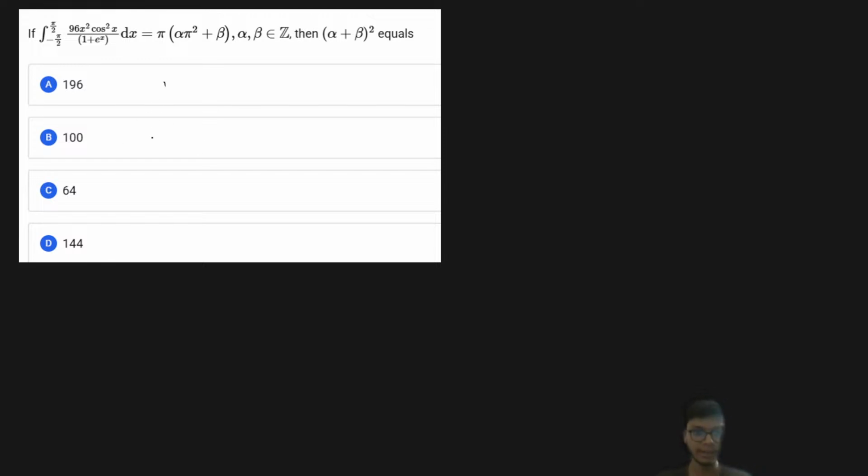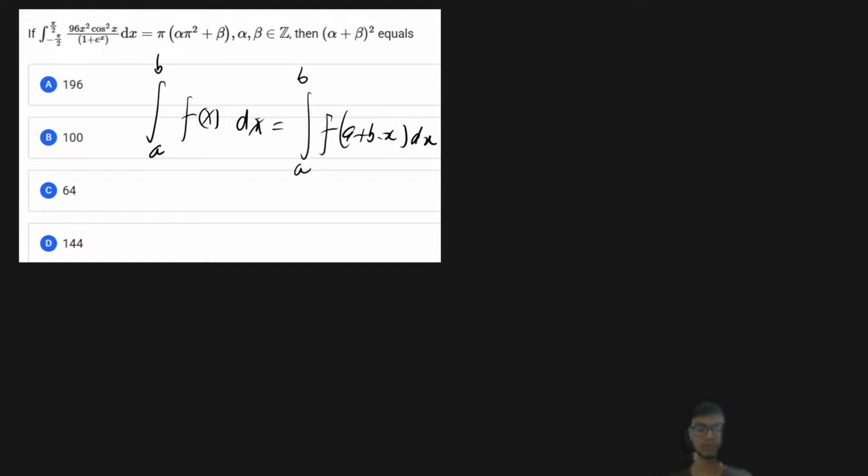King's property, right? That is, whenever your integral is from a to b of f of x dx, the result can also be written as the integral from a to b of f of a plus b minus x dx. Now this is basically one of the most important properties, right? So if you are done with the chapter, you must know about this property, right?